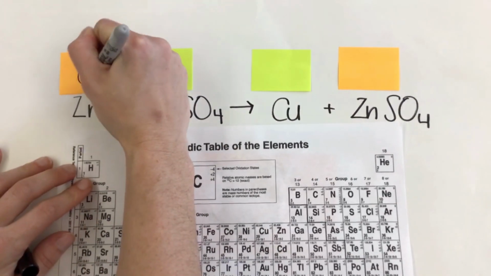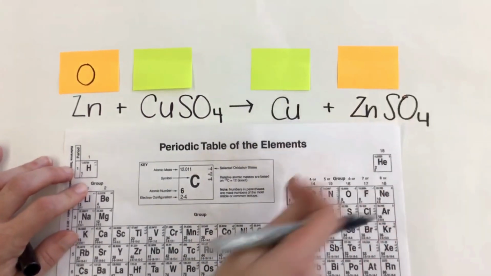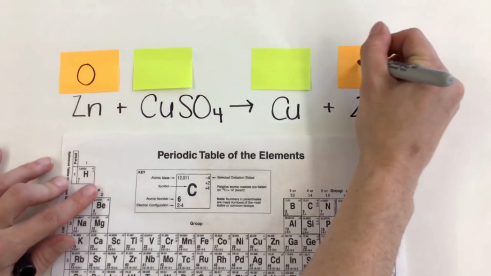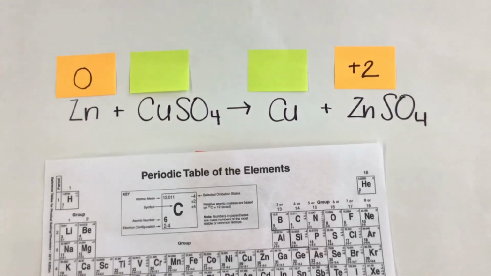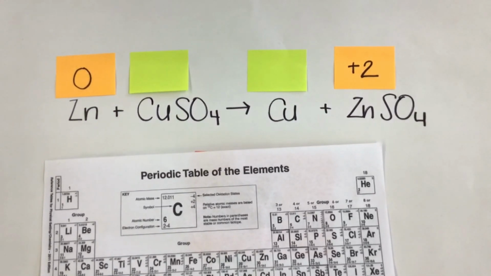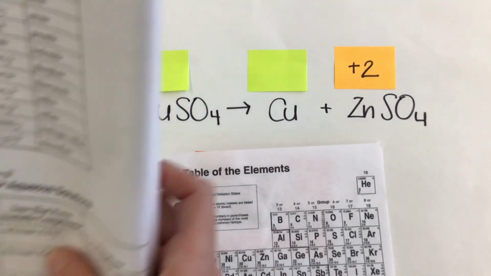Now, don't get tricked. Remember, when zinc is by itself, nothing bonded to it, its oxidation state is always 0. Then looking over at the product side, zinc only has one possible oxidation state according to the periodic table, so it will be +2. Copper, on the other hand, has two possible oxidation states. Copper could be either +1 or +2.